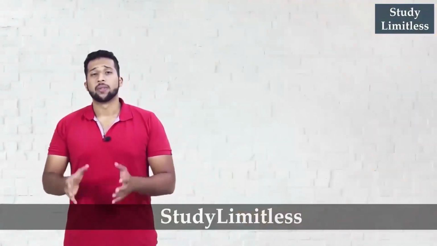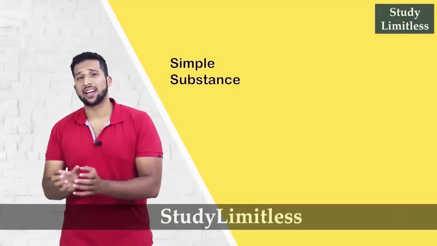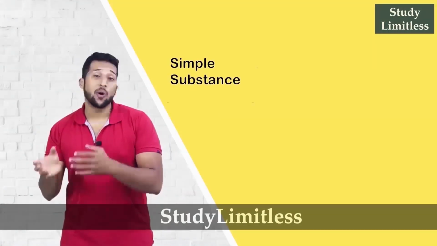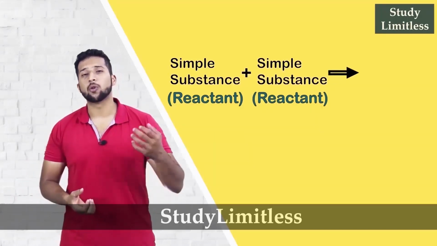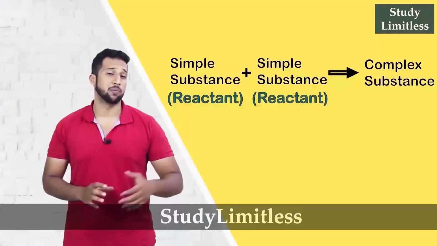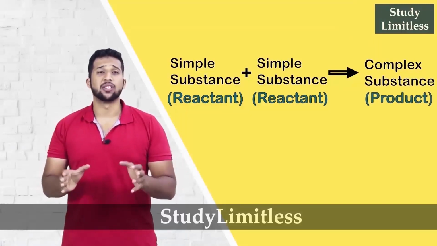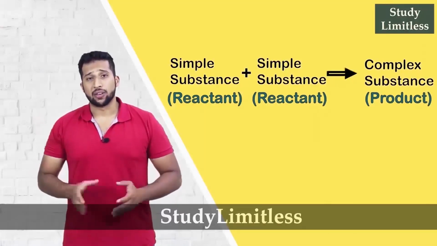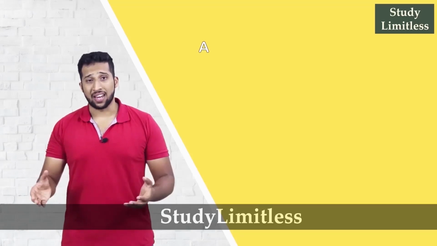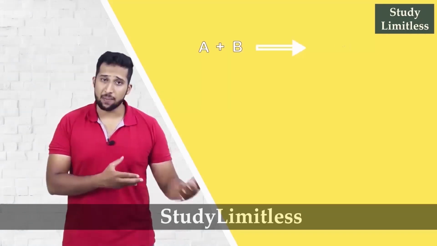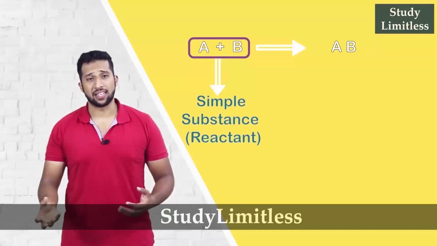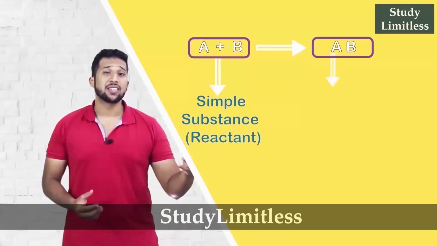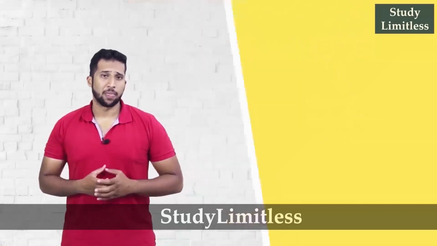In a similar manner, you have simple substances, which are called reactants, which come together and react and form a more complex substance, which is called a product. So the general reaction for a combination reaction can be given as A plus B gives AB, wherein A and B are simple substances or reactants and AB is a complex product.